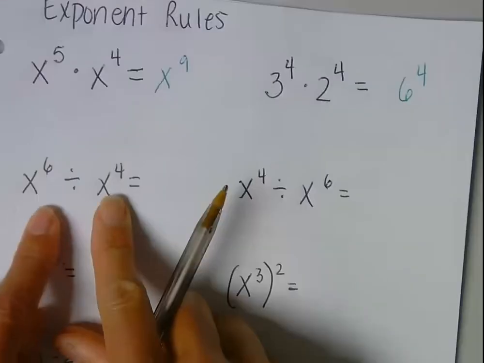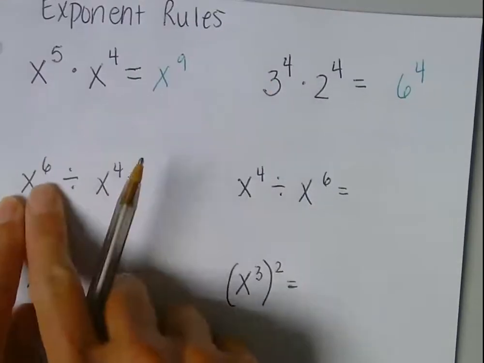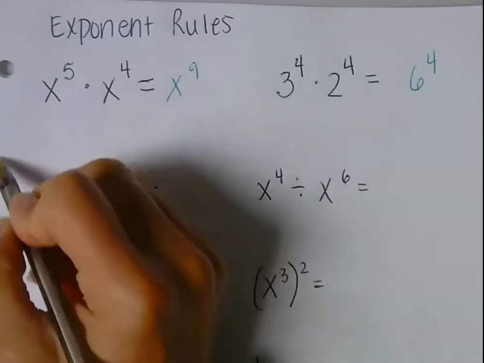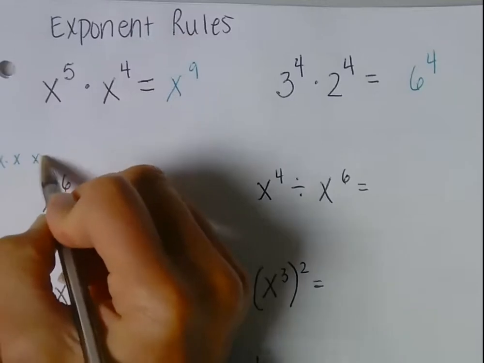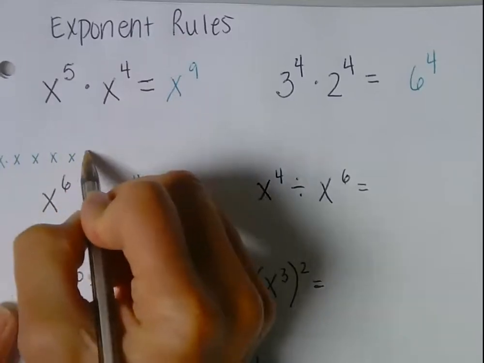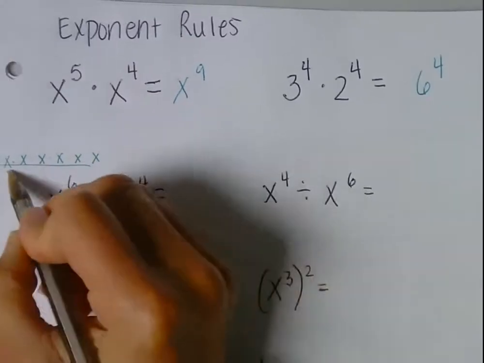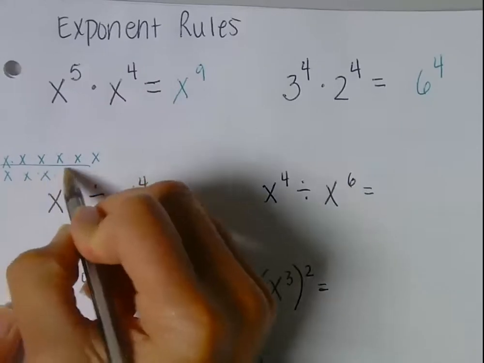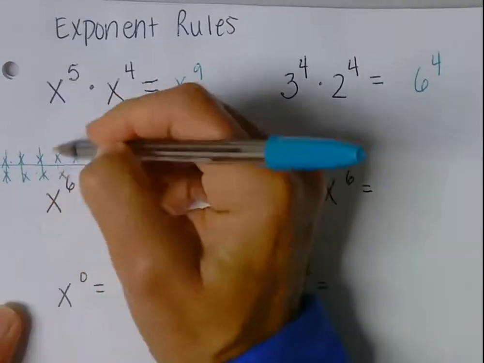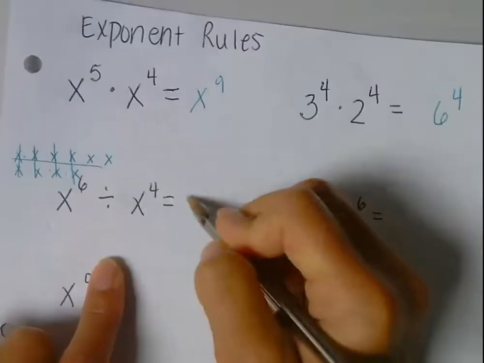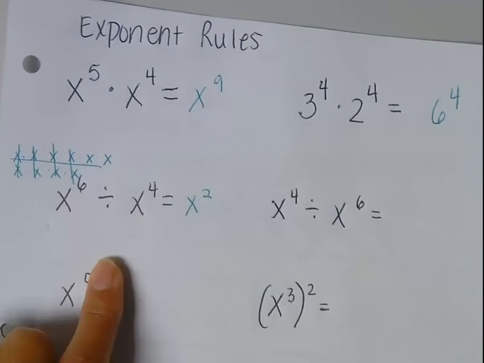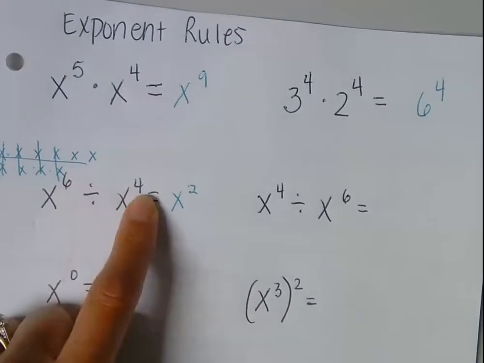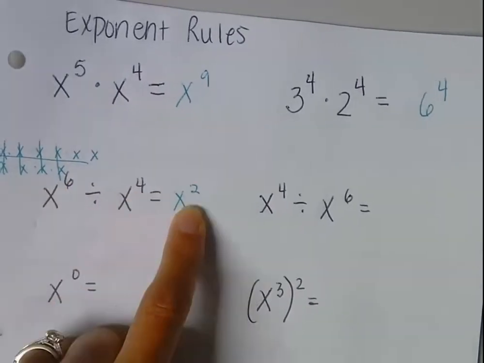When you divide, that's the opposite. So now I have, and they did the picture like this, 6 x's on the top, and you have 4 x's on the bottom, because you can use that for divide, and these are all canceling out, so we're left with 2 x's, so that's x squared. So you subtract the exponents. The base stays the same, 6 minus 4 is 2.